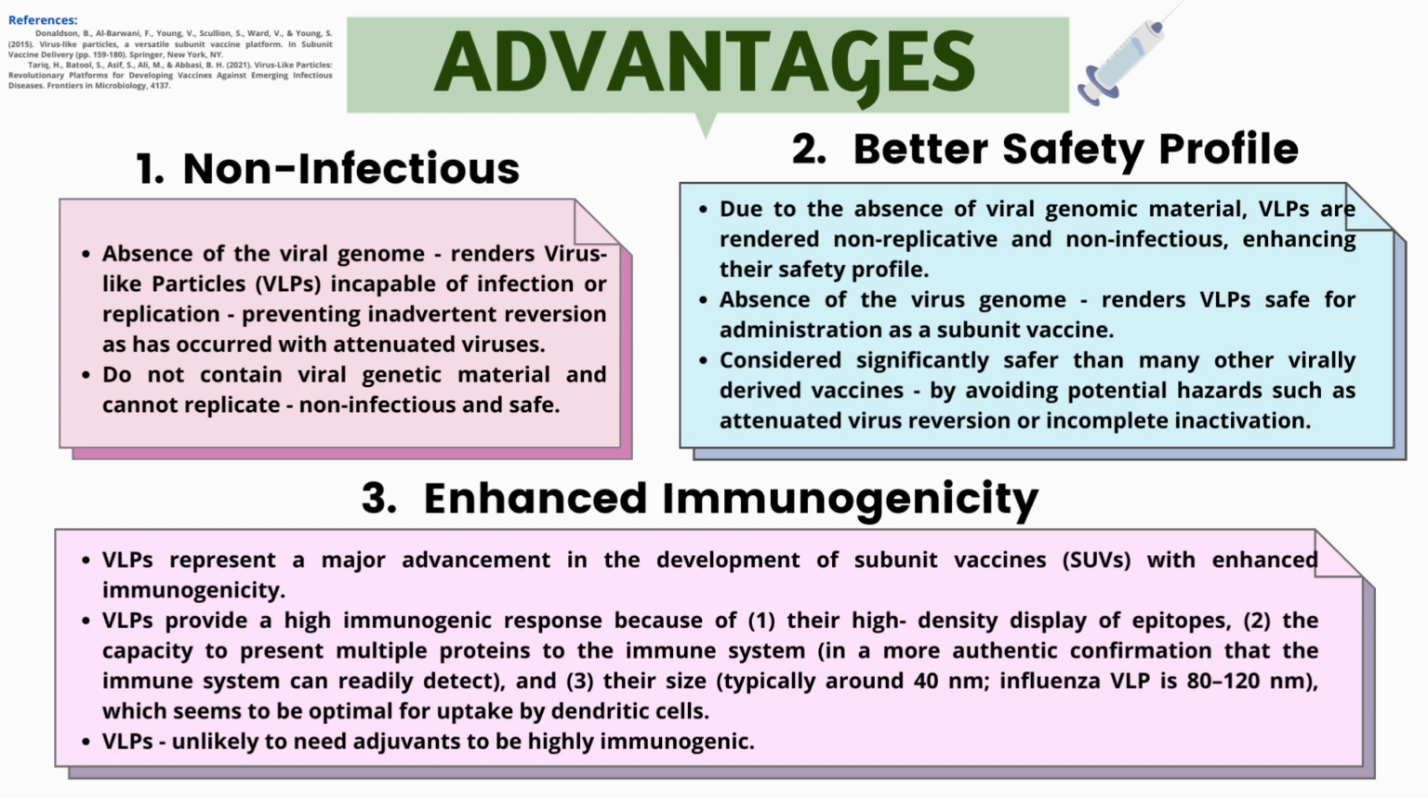Let's take a look at the advantages of virus-like particle vaccine or VLP. The first advantage of a VLP vaccine is that it is not infectious. VLPs lack viral genetic material. As a result of the lack of the viral genome, VLPs are incapable of infection or replication, thus preventing accidental reversion as has occurred with attenuated viruses.